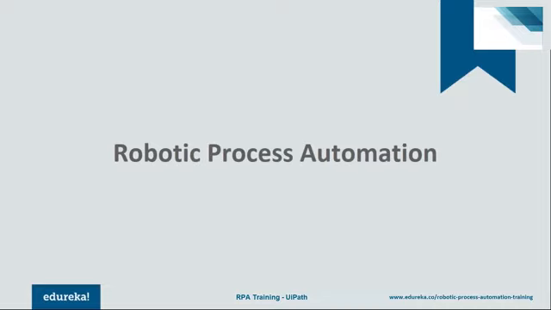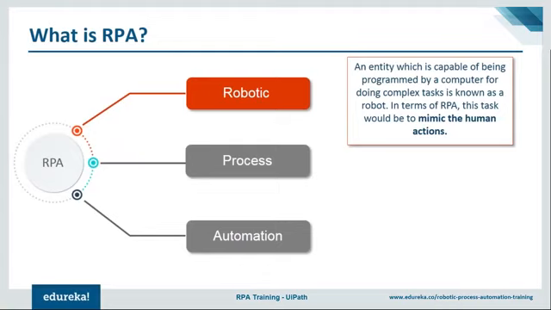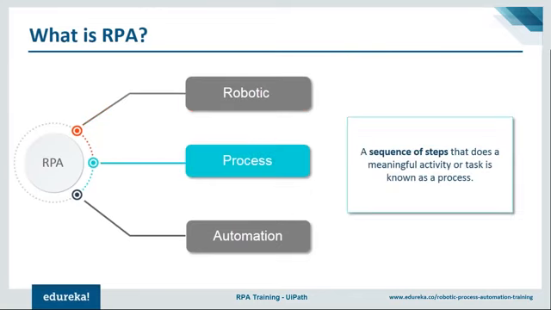Moving forward, now you might be wondering, we have been saying that RPA is this and RPA is that, but what exactly is RPA? What is the exact definition for RPA? So RPA is basically an acronym for Robotic Process Automation. What is robotic? Any entity which is able to mimic human actions is known as robotic. Then comes process. So what is a process? A sequence of steps which could result in a meaningful activity.